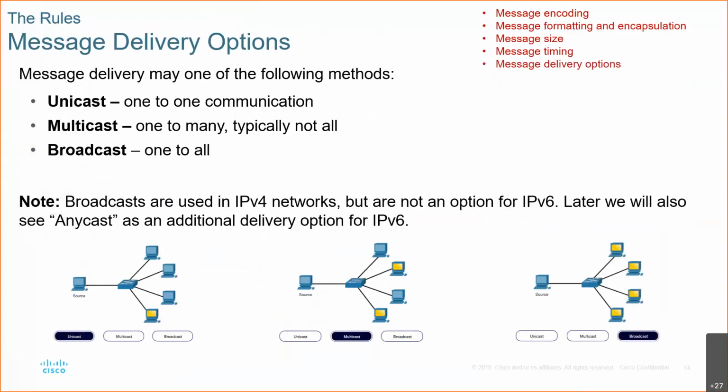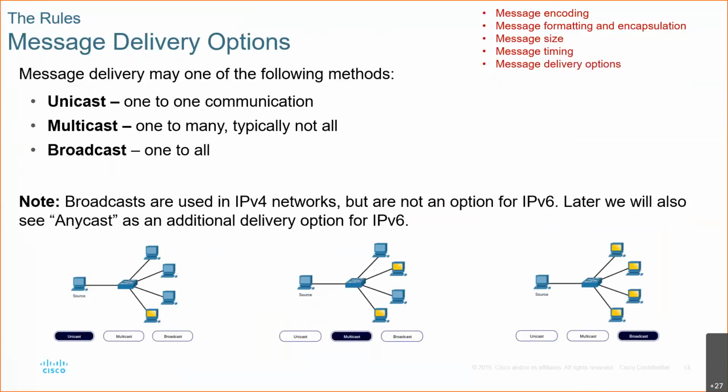And finally, the fifth concept is the message delivery options. Usually there are three kinds. One is unicast, when you are sending a message from a source to another single device in the network. It can be multicast, where from one source you are sending to multiple destinations. And the final one is broadcast, where you're sending from one source to all the devices in the network.